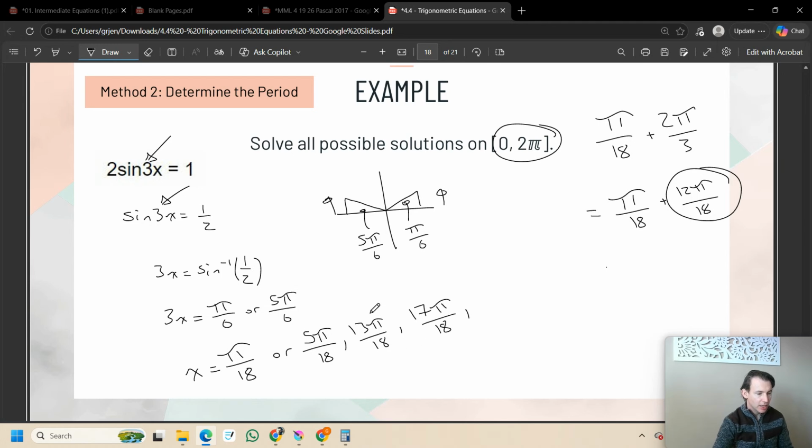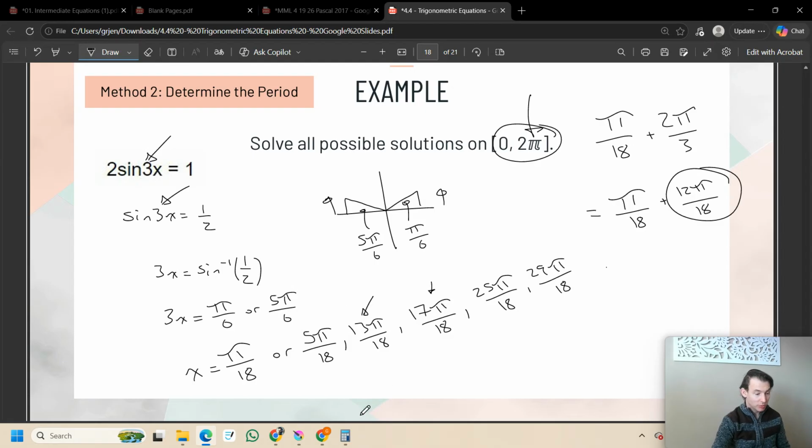And then I'm going to do it again. I might as well do it to here. Okay, so adding 12 to that is going to give me 25 pi on 18. And adding 12 to that gives me 29 pi on 18. And notice 2 pi would be 36 pi on 18. So these are the 6 solutions.